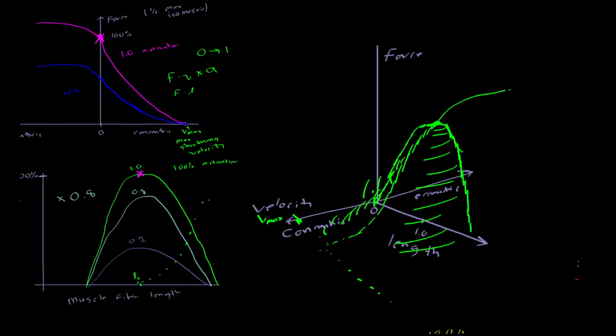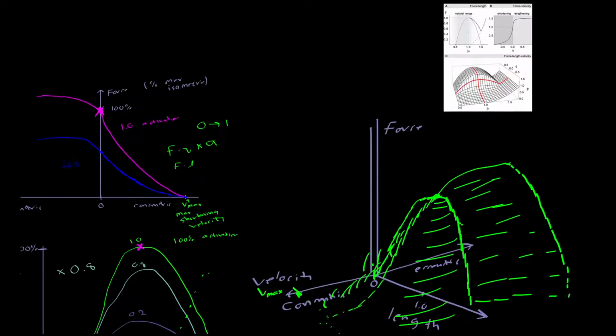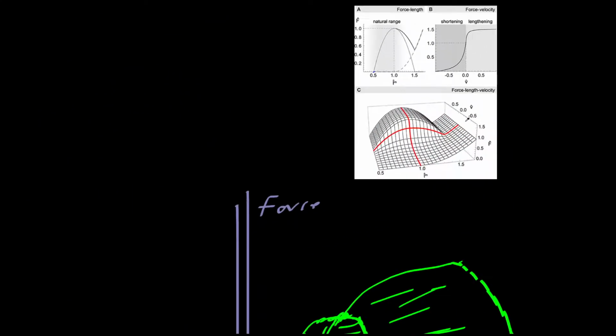So I'm going to try and extend this down and fully map out this three-dimensional shape. So if we took slices of it, we would see our old friend, the force length curve like this, and the force velocity curve like this. And this big bump, mound thing is what this figure is trying to get at.